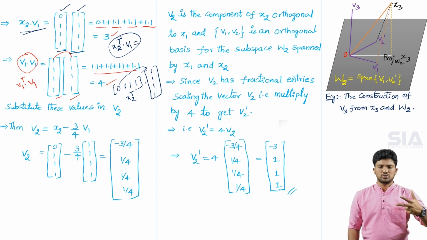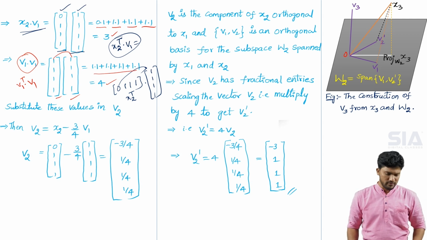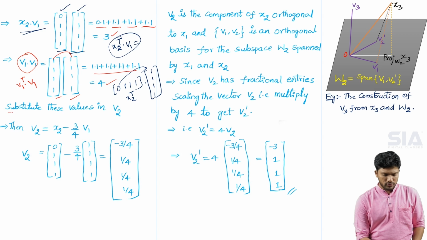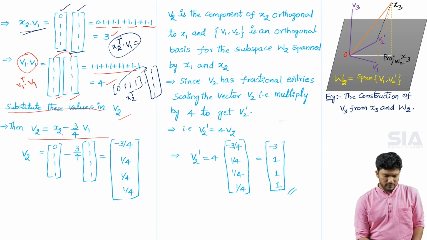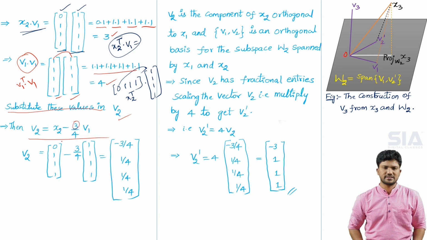So now we got those two values of the given V2. Therefore, substitute these values in V2. Then you will get v suffix 2 is equal to x suffix 2 minus this value, 3, and this denominator value, 4, into v suffix 1.